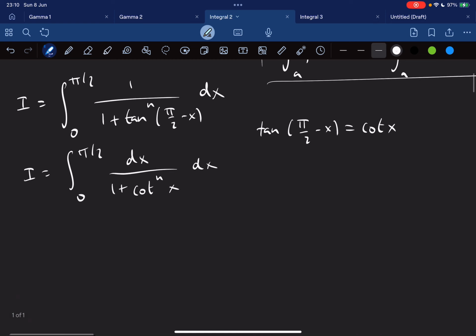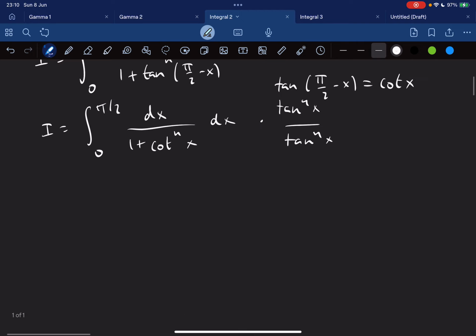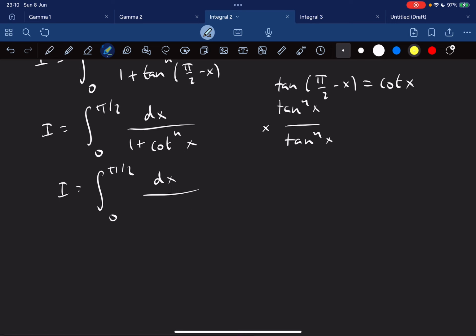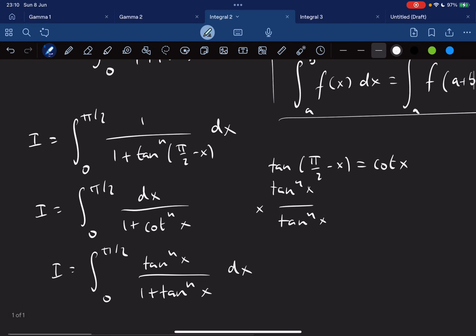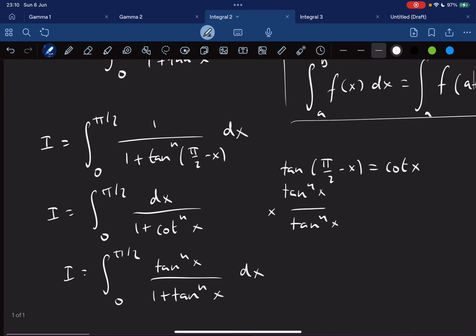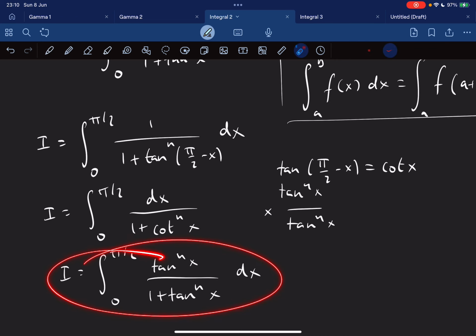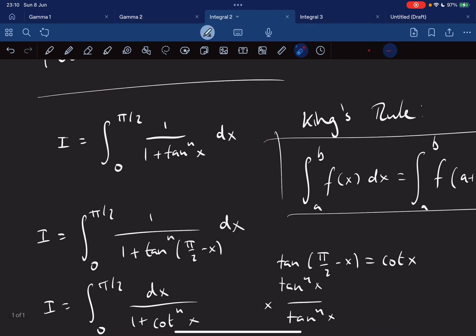So we can multiply top and bottom by tan to the nx. This is looking much more promising. Apologies, there shouldn't be another dx in there. Multiply that, and we get tan to the nx over 1 plus tan to the nx. Now, you might be wondering, why on earth would we do that? That looks worse. We're going to do something weird. What we're going to do is add this expression for I to the original one, and we'll see what happens.